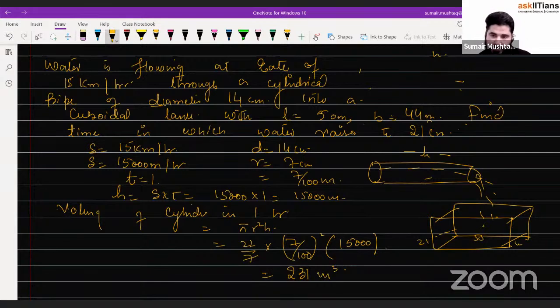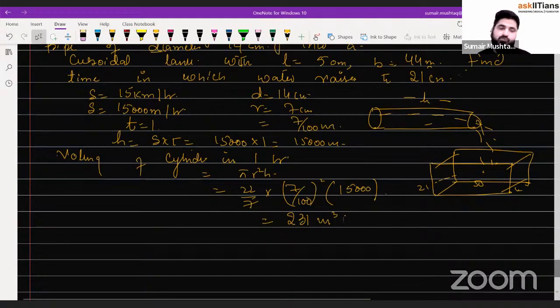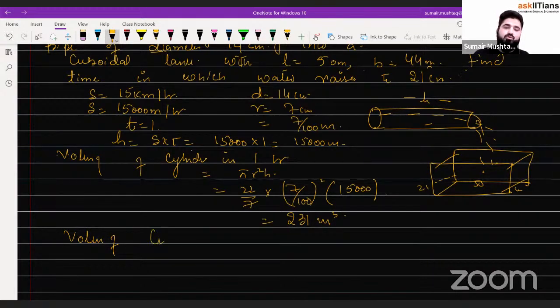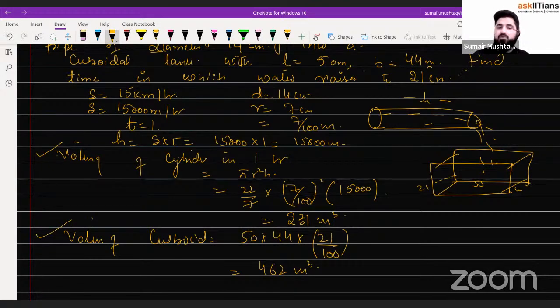Is that clear? Now let's find the volume of the cuboid. What is the volume of a cuboid? That's the length, that's 50. That's the breadth, that is 44. And that's the height. Height is how much you have to take? That is 21 centimeter. That is converted to 21 divided by 100. And this thing is equal to 462 meter cube. Okay. Now, this is the volume in 1 hour. This is the total volume of the cuboid.